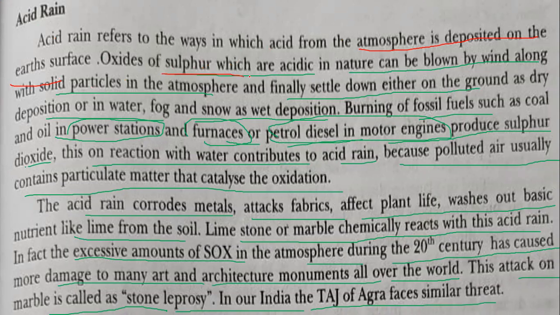Okay, so oxides of sulfur, which are acidic in nature, can be blown by wind along with the solid particles in the atmosphere and finally settle down either on the ground as a dry deposition or in the water as a fog or snow as a wet deposition.